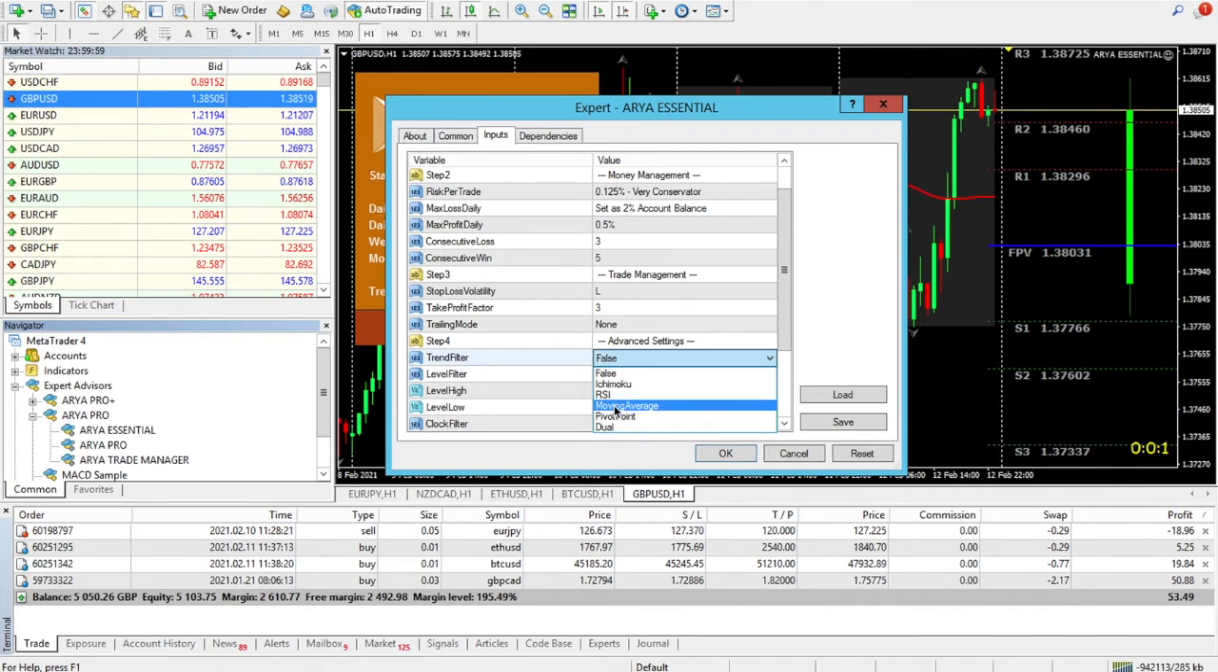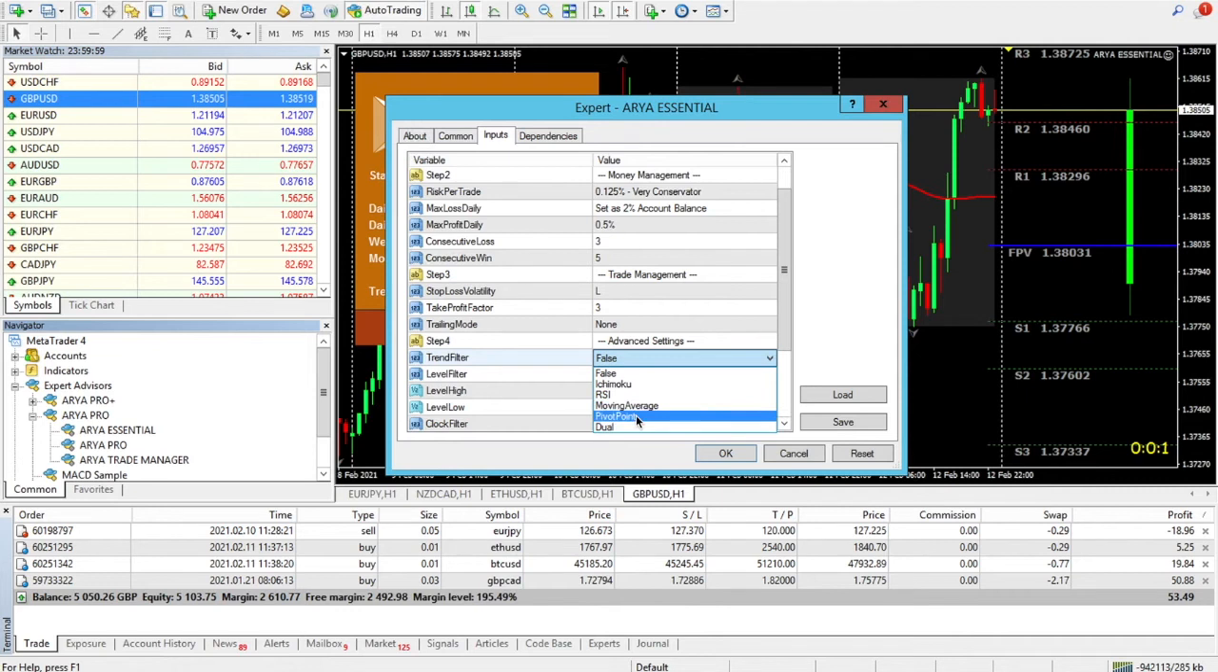The moving average smooths out price trends and is the average price over a given number of time periods. Arya will be able to buy when it identifies fractals above the moving average and sell when it identifies fractals below the moving average. For example, we're currently in H1. The moving average will take the average price over 50 periods of 1 hour.